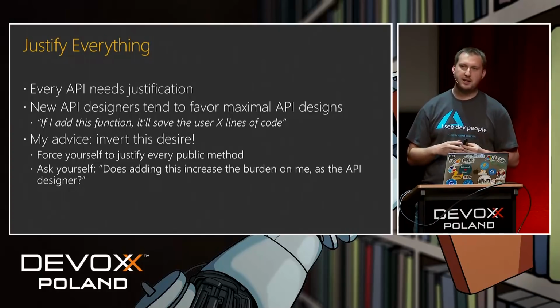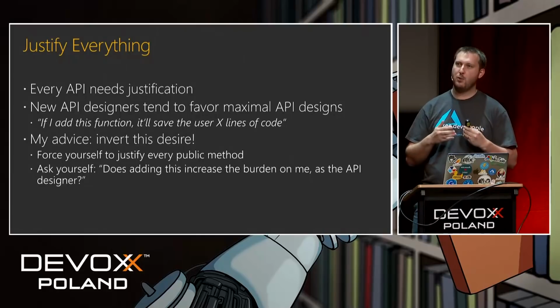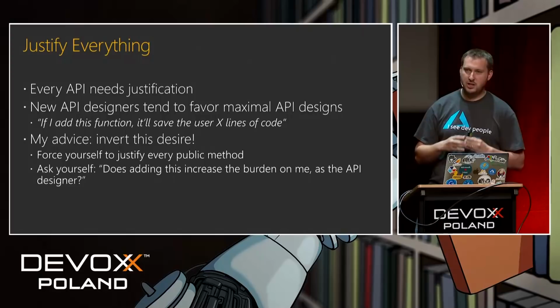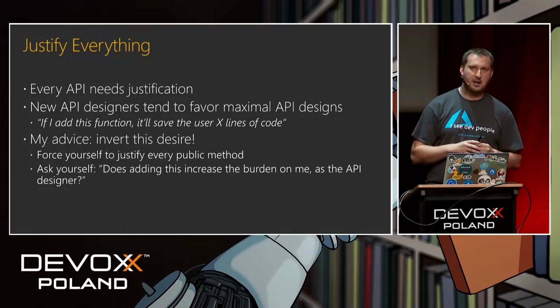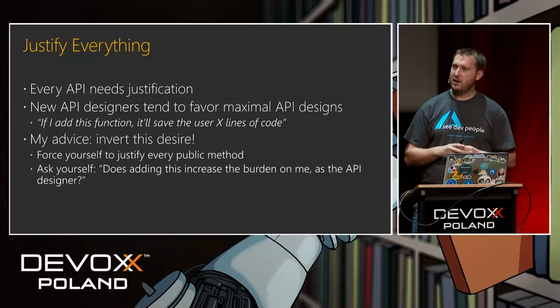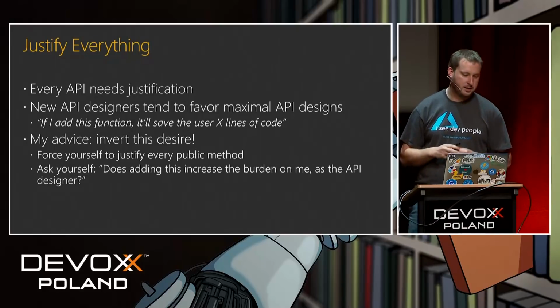So for a first release, at least, we should really understand what the core offering of our API is. And we should force ourselves to justify every piece of that API so that we only have the minimal set. And we can understand what the user's feedback is from there, and we can evolve over multiple releases.